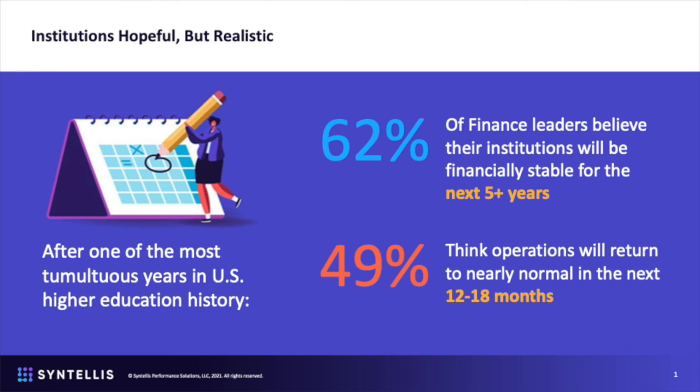That number seems a little bit high to me. Anything jump out to you there, Phil, in terms of those numbers? Yeah, I wasn't surprised by the first number, but I did think the second number was a little high. But I guess the qualifier there is "nearly normal." I don't know what that means. Yeah. Define normal.